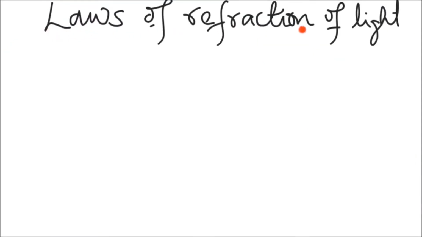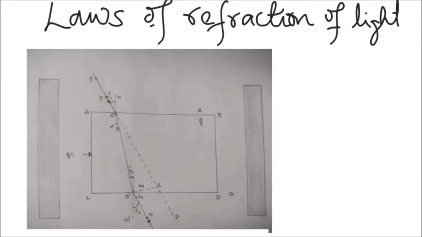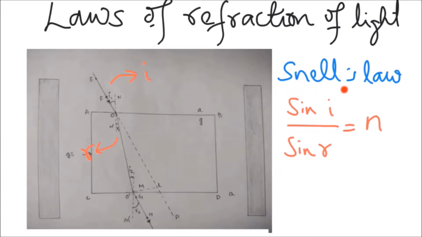Now let's look at laws of refraction of light. The first law says the incident ray, the refracted ray, and the normal at the point of incidence all lie on the same plane. The second law of refraction says the ratio of the sine of the incidence angle to the sine of the refracted angle is a constant for a given color and for a given pair of media. This is known as Snell's law. And this constant is the refractive index of the second medium with respect to the first medium.